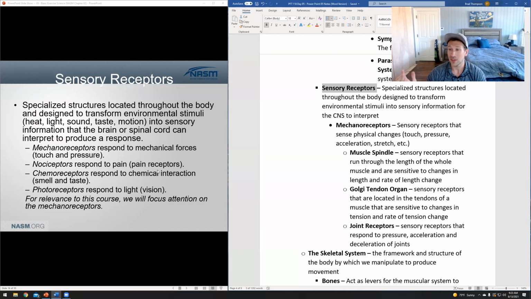So there's a ton of them out there, right? Tons of different receptors running throughout the body. Not all of them are relevant to us. The ones that are relevant to us are the category we call mechanoreceptors. Okay. So mechanoreceptors are sensory receptors that sense physical changes: touch, pressure, acceleration, deceleration, stretching sensations, right?